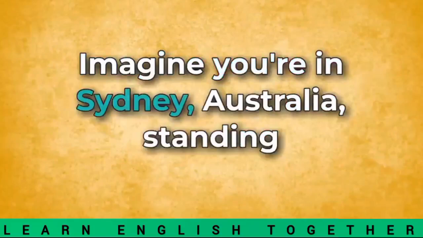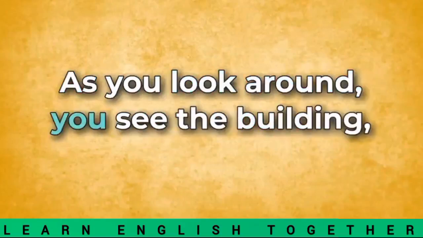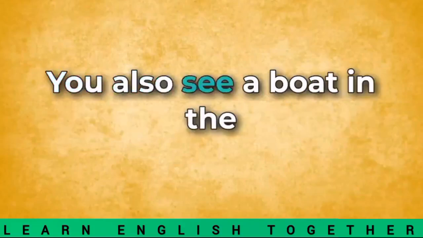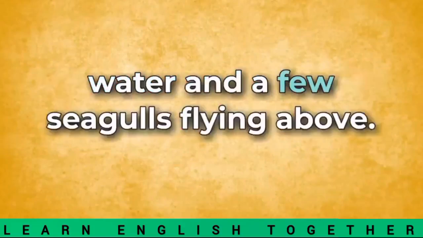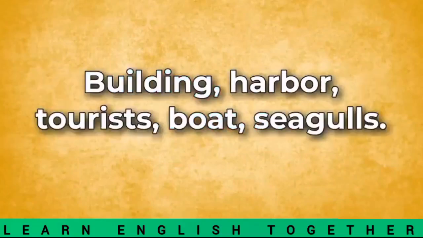Imagine you're in Sydney, Australia, standing by the famous Sydney Opera House. As you look around, you see the building, the harbor, and many tourists taking photos. You also see a boat in the water and a few seagulls flying above. Each of these things is a noun: building, harbor, tourists, boat, seagulls.